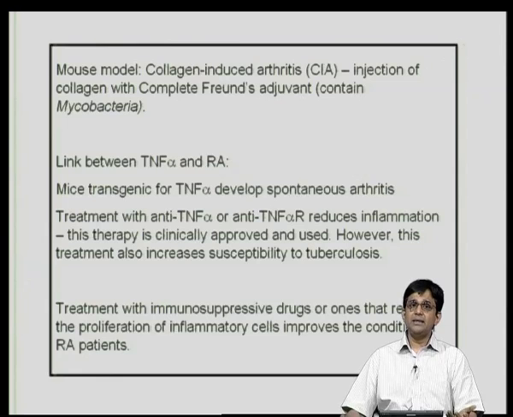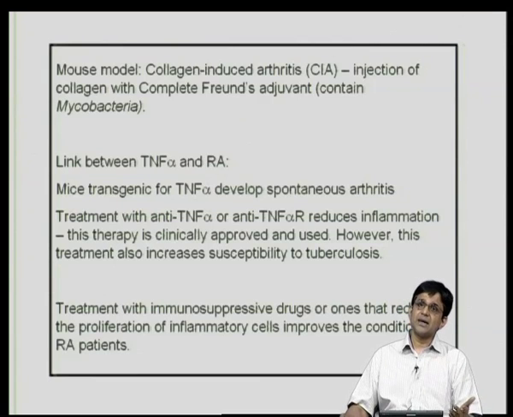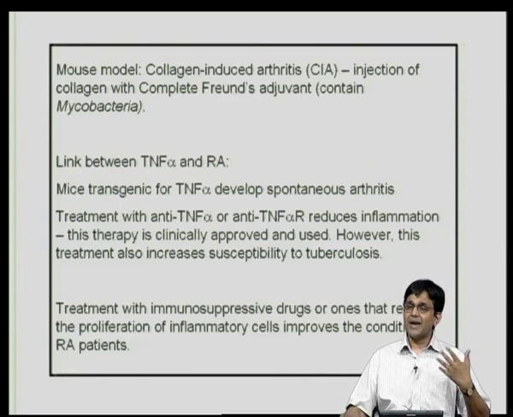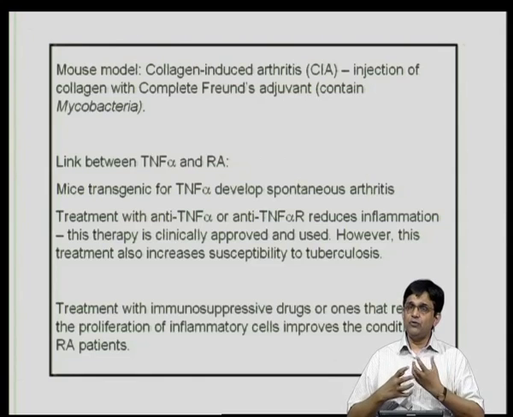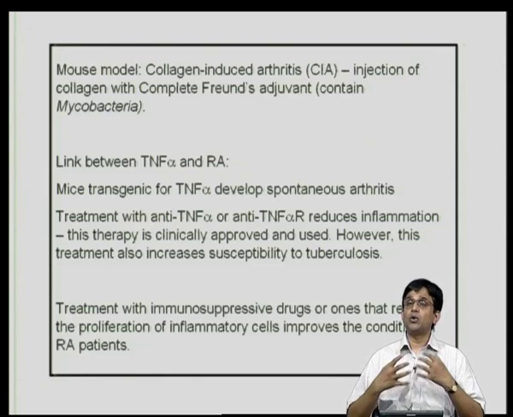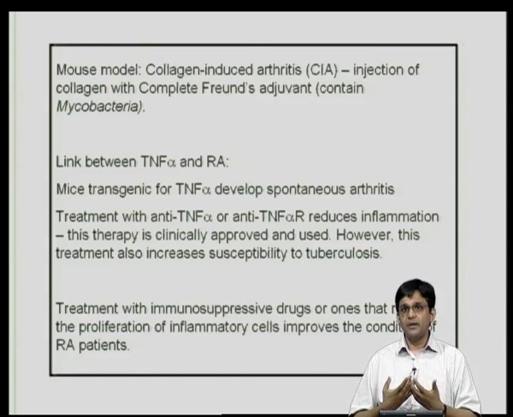The mouse model is collagen-induced arthritis, where you take type 2 collagen and mix it with Complete Freund's adjuvant, and an injection of this generates the disease. Now, let me ask students a question: why is it that you need to inject with Complete Freund's adjuvant? This is something that we had discussed in the first classes on innate immunity, because collagen is a self protein. And if you want to generate a good immune reaction, it needs to be inflammatory in nature.